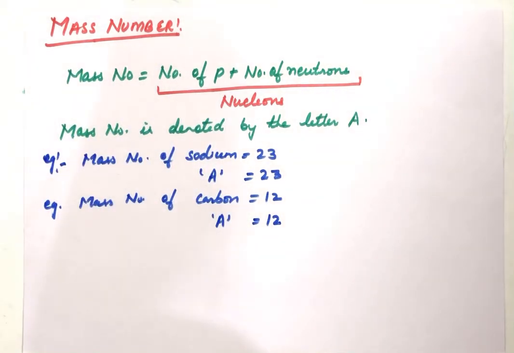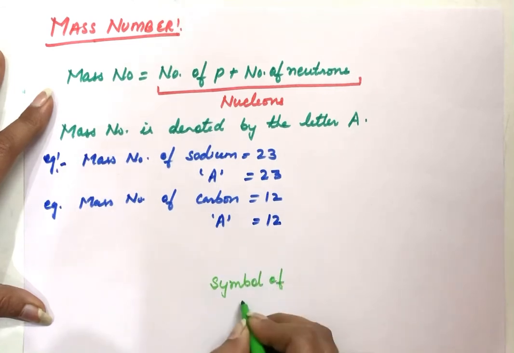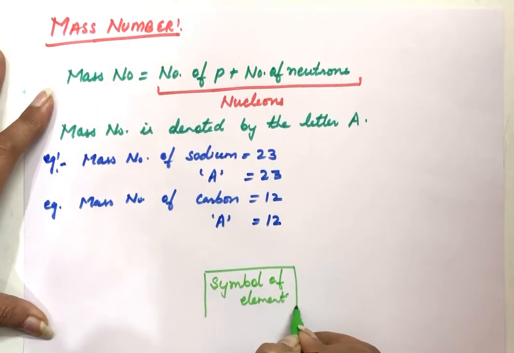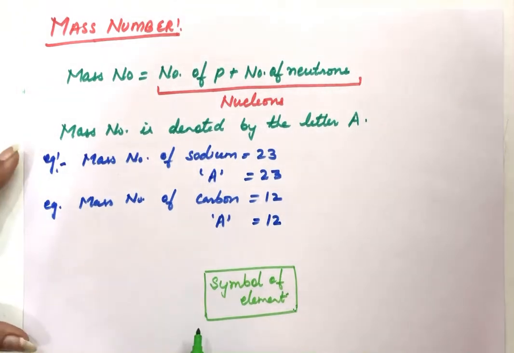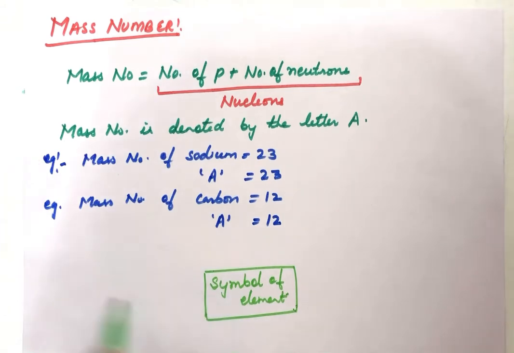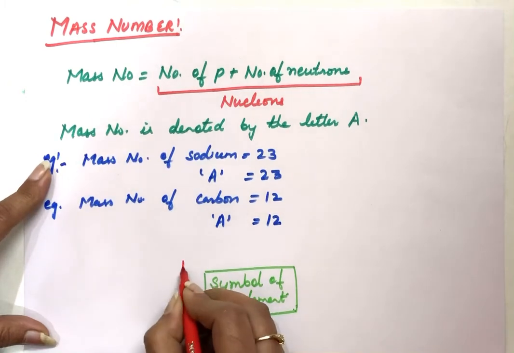Now, next is symbol of an element. How can we write symbol of an element? In this symbol of an element, we can indicate atomic number as well as the mass number. So atomic number is always written on the lower left side of the symbol, as subscript, but on the left hand side. And mass number is written on the upper left side as superscript, but always on the left hand side.